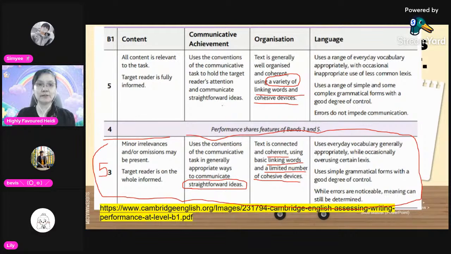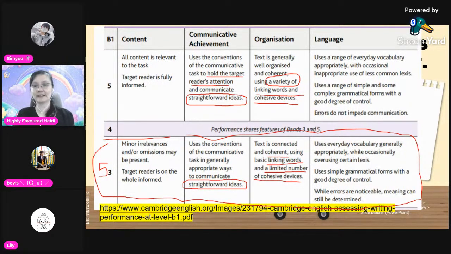And then communicative achievement. This part down here is just straightforward ideas. Good. Here also straightforward ideas, but what is added is hold target reader's attention. That means when I read your essays, I want to read more. I want to know what happened, I want to know why. I'm interested to know more. You will be able to hold the target reader's attention to score 5. That is the difference. Communicative achievement is not so different from the rest, because for A2, with straightforward ideas, as long as you answer all the questions, you score. For this one, you have to hold the target reader's attention.